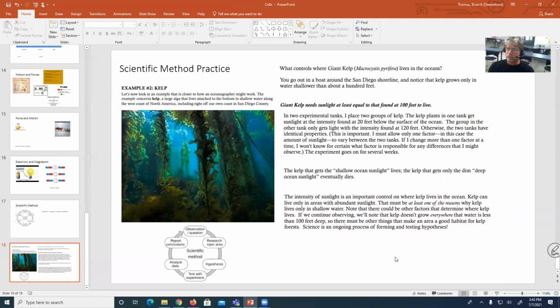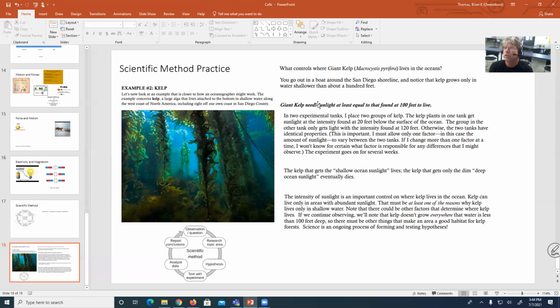So notice that the question has a question mark. It's usually going to be a short statement. The research, you have to be getting your hands dirty. So you have to be actually going out into the real world and conducting an experiment. And then you're going to try to create this educated guess. You're trying to explain why your question is happening.